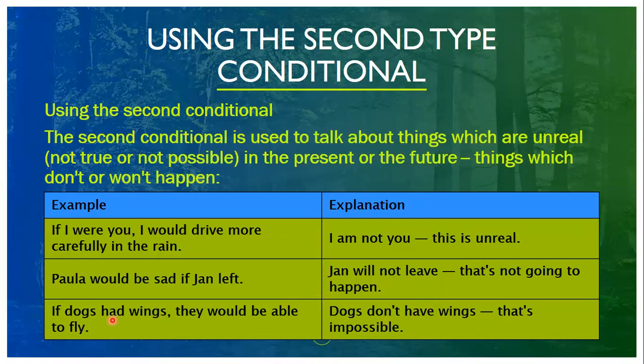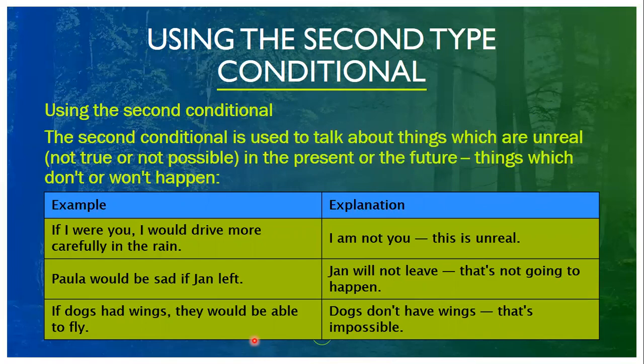If dogs have wings, they will be able to fly. Obviously, dogs do not have wings. That's why we are talking about the possibility that in some cases or in some ways, a dog may have some wings that probably will never happen. We will never see them. But that makes them impossible. So we're going to use them to talk about impossible situations.